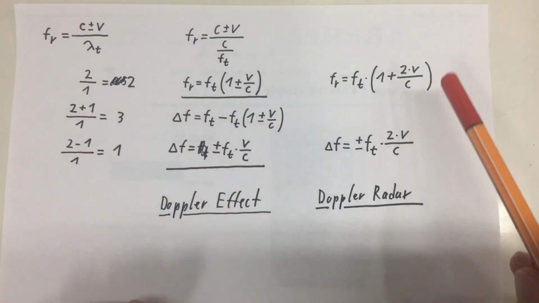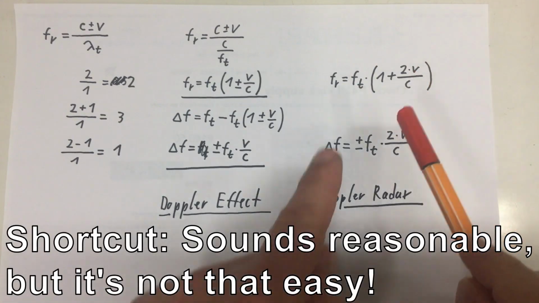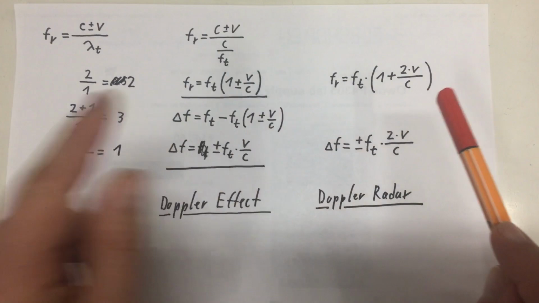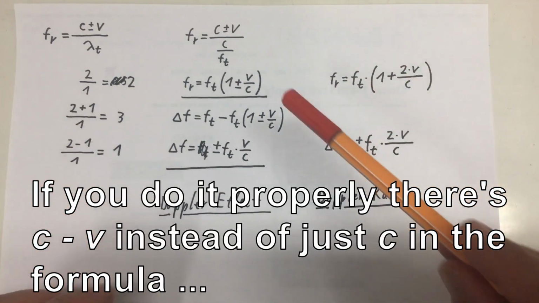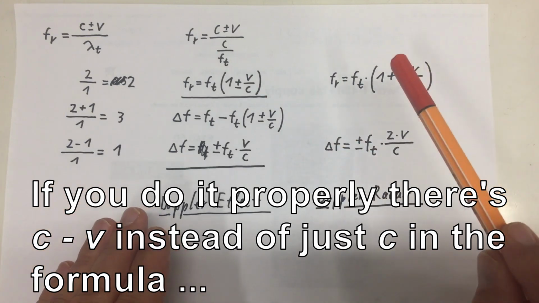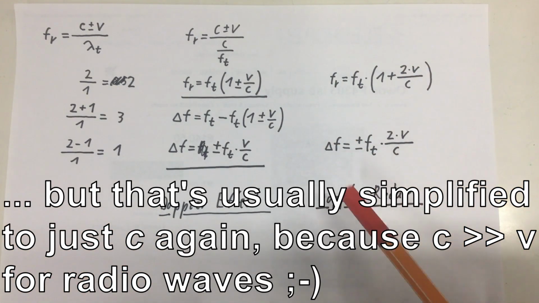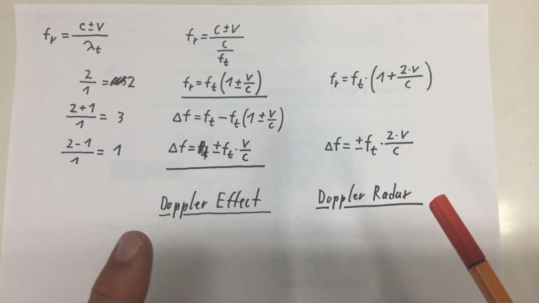In effect, we have to double our relative velocity between the radar and the object reflecting the radar wave in the formulas. And so here, instead of V, you find always 2V. That's the formulas for the Doppler radar. Those were the formulas for the Doppler effect.